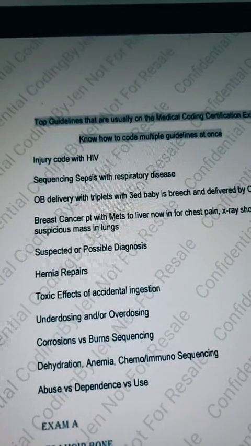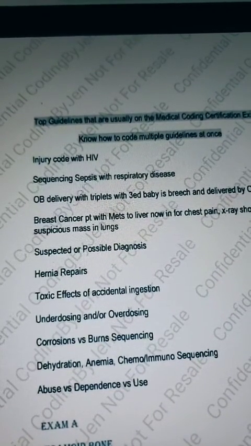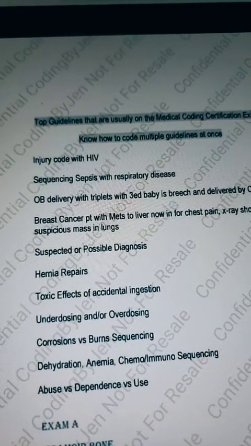Also, hernias and hernia repairs. You'll need to know, first thing is the age of the patient. Then you'll also need to know the condition of the hernia. Is it just a normal hernia, or is it a strangulated, incarcerated hernia, or is it recurrent? Those kinds of things you're going to need to know first. And also placement of it. Is it epigastric or in another location?